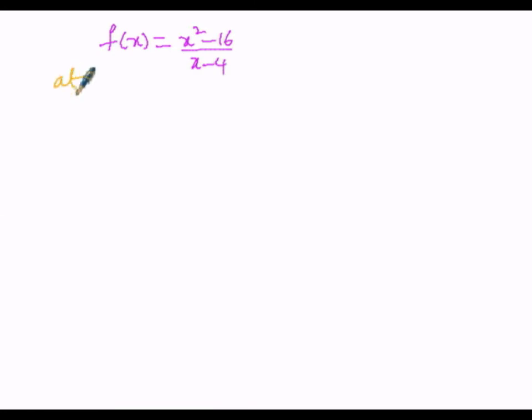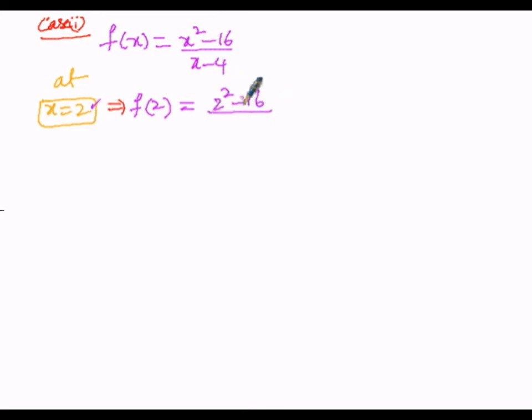So here at x equals 2, the same domain, in the first one, that is case number 1, we write case number 1. That implies f of 2 is equal to 2 square minus 16, overall divided by 2 minus 4. The next logical step: 2 square, 2 multiplied 2 times, is 4.